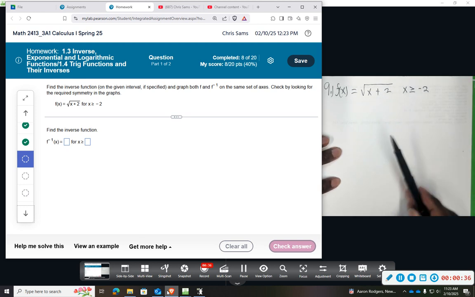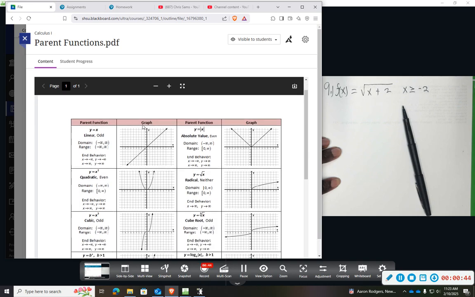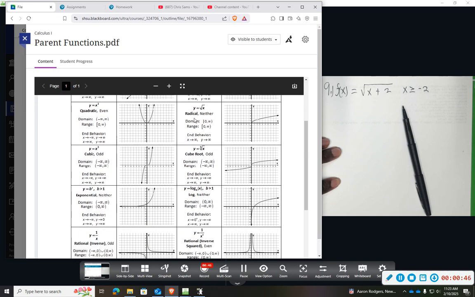Okay, so if you just refer back to the parent function, which I have pulled up from our course, these are all the parent functions. The square root function starts out with a domain from 0 to infinity because we cannot take the square root of a negative, so we don't go past 0. And then the range is going from 0 to infinity as well.